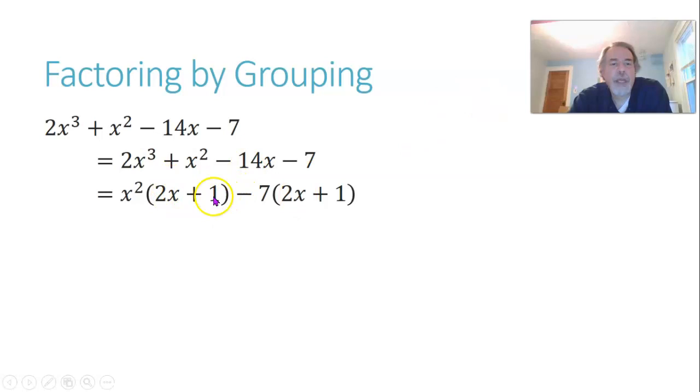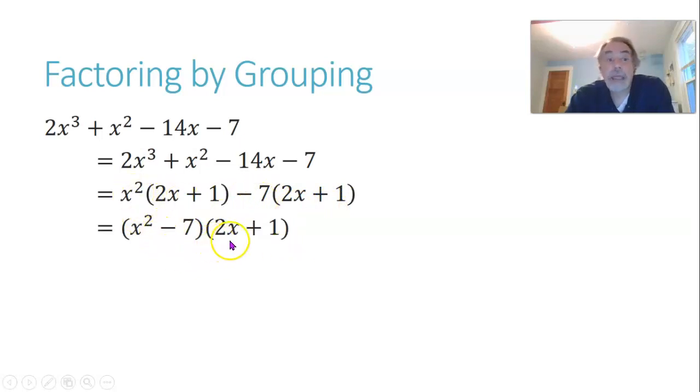x squared times 2x plus 1. And in these last 2, what they have in common is a minus 7. They're both minus and they have a 7 in common. So if I factor out negative 7, what's left is 2x plus a positive 1. And now look at this first thing and this second thing. They have a common factor of 2x plus 1. So you can pull that out and write this as x minus 7 times 2x plus 1. If you FOIL this back out, you get back to this.